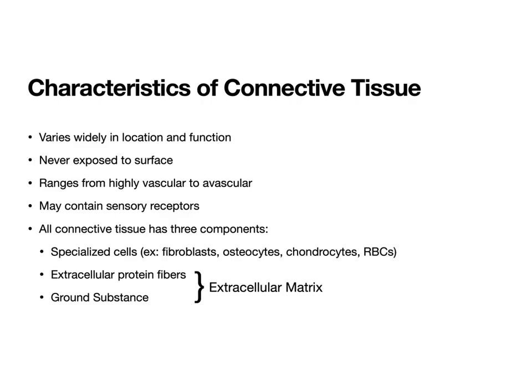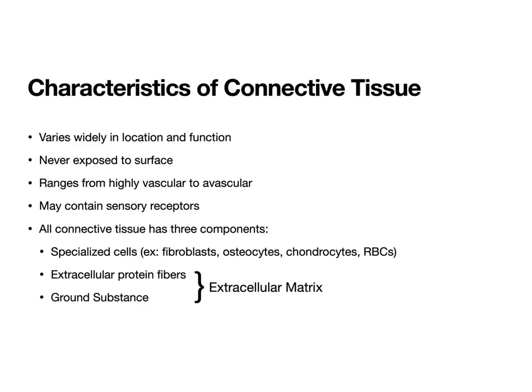Does anyone remember what that avascular tissue is? So that avascular tissue is the cartilage. Cartilage is the only connective tissue that doesn't have its blood supply. So like the epithelium, it gets its blood supply from its surrounding tissues. That synovial fluid in the joint supplies that blood supply to that cartilage. They may contain sensory receptors.